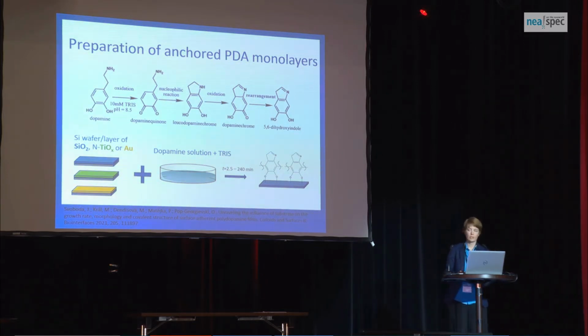These substrates were immersed into dopamine solution in 10 millimolar Tris solution. The pH value was adjusted to 8.5 to achieve alkaline condition. After 2.5, 5, 10, 30, 60, and 240 minutes, the substrates were removed from the solution with various polydopamine. The process of polymerization is not simple, and there are many intermediates.